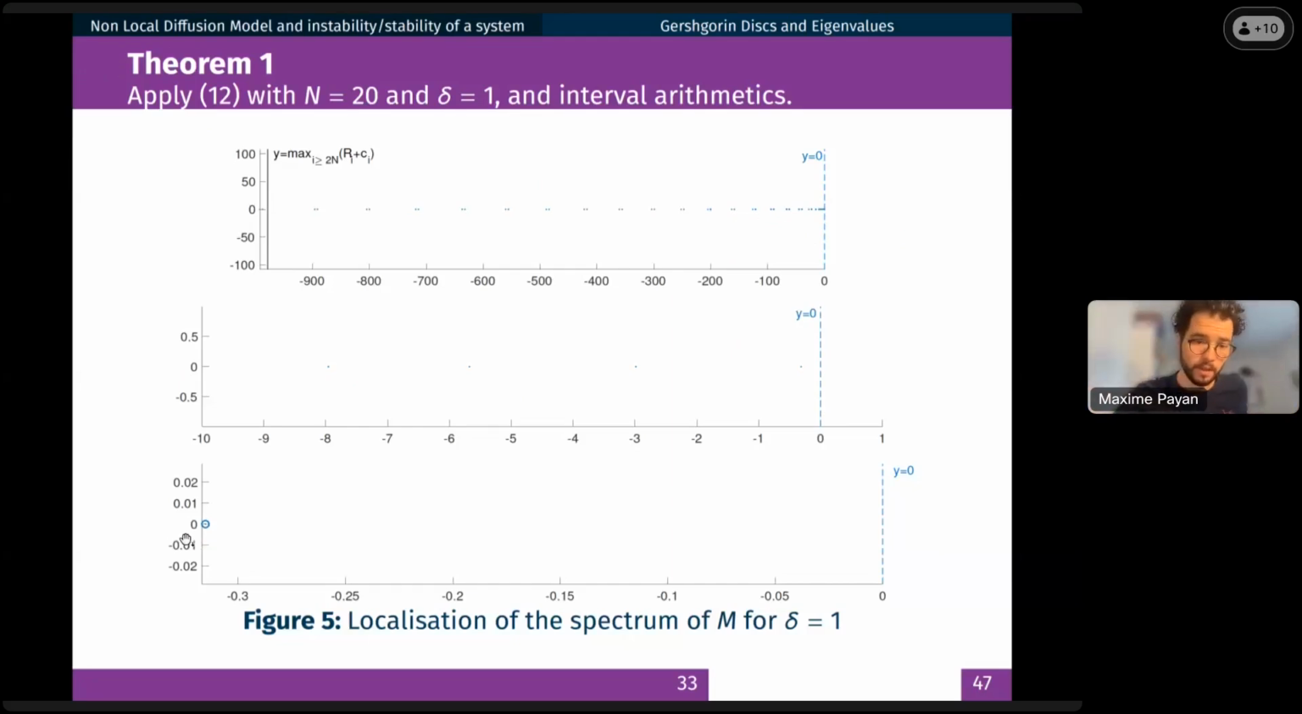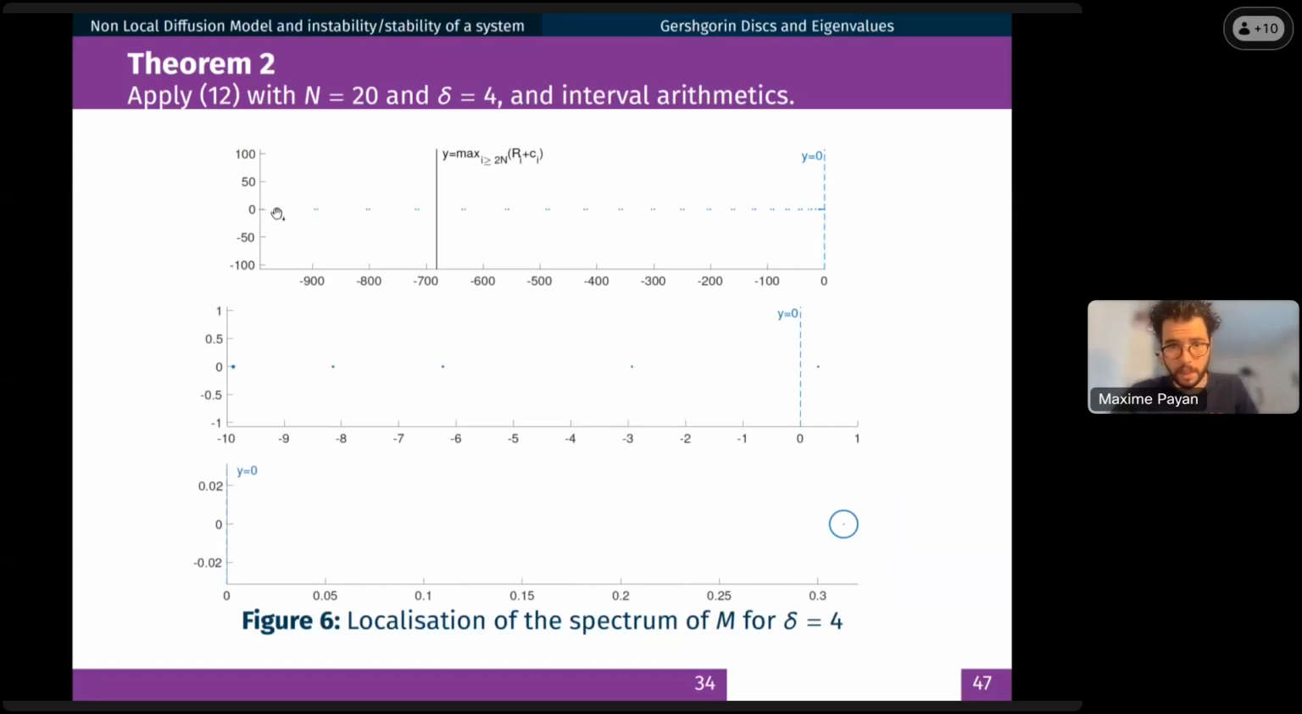There exists an eigenvalue that belongs to these little disks, and the other one also. And then I apply the same equation 12 to delta equals 4, and I have another spectrum. So 40 disks. You see that the maximum is bigger, because the delta is bigger. So the spectrum is included in the left part and in those isolated disks.